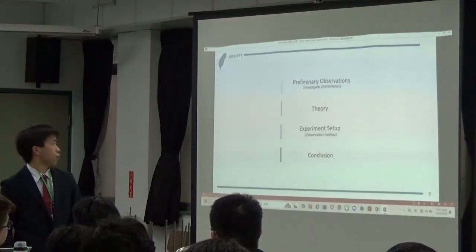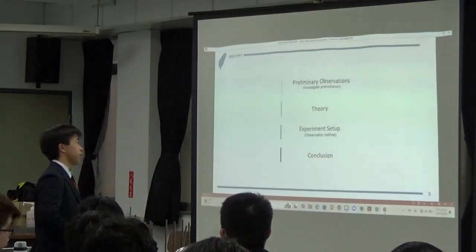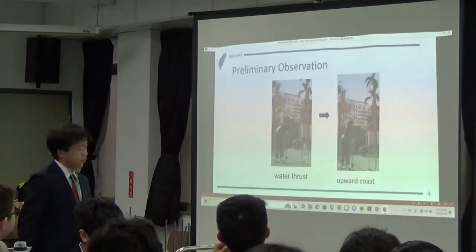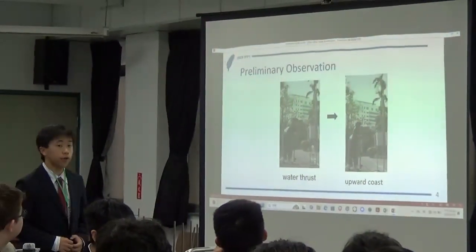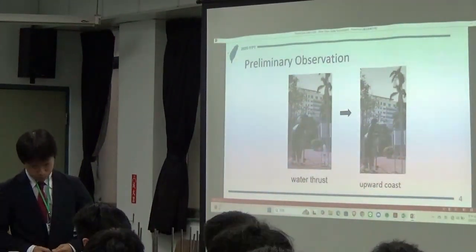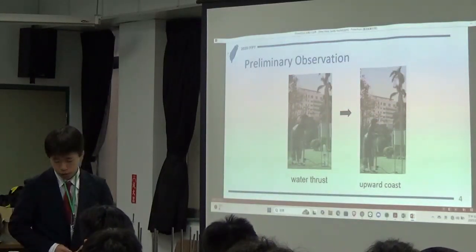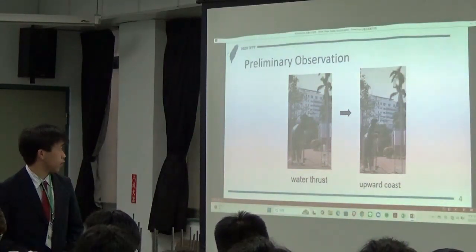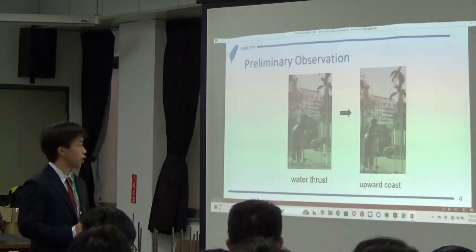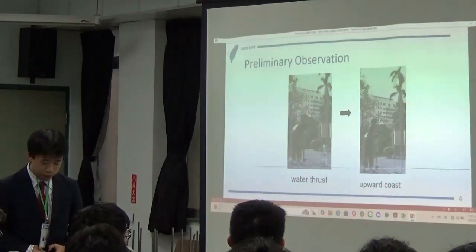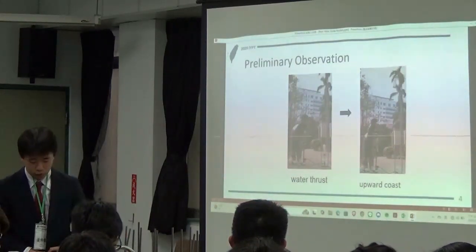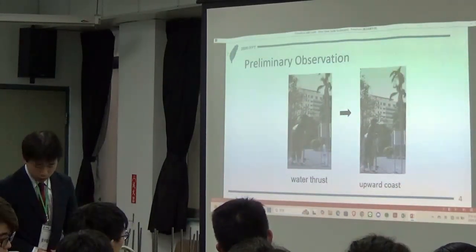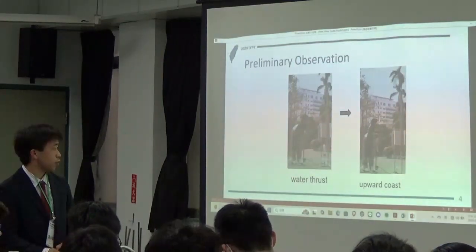This is how I will go through our presentation: from preliminary observation to theory to experiment setup to conclusion. In our preliminary observation, we discovered that when the pressure inside the bottle is greater than the external pressure, the water inside the bottle is ejected under pressure, which causes a force on the water, and the body gets the thrust, accelerates and launches into the air. The launching process can be divided into two stages. The first stage is the water thrust, which we believe is the primary force propelling the water rocket upwards and accelerating it. Then the water rocket goes upwards into the second stage, the coast.